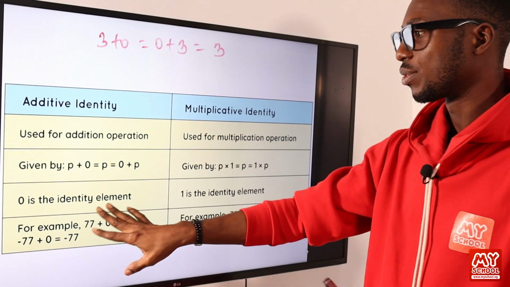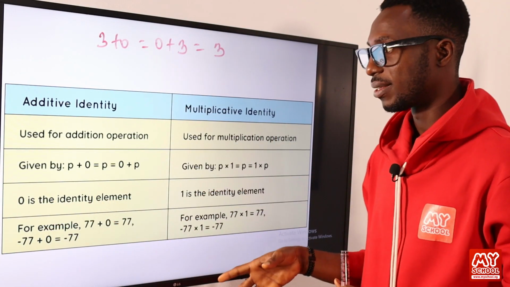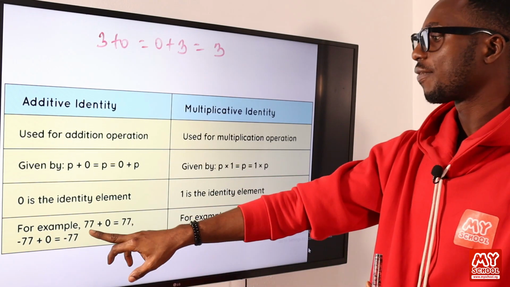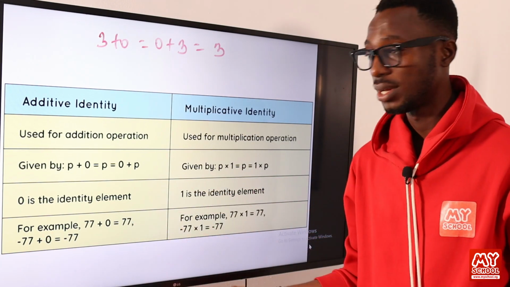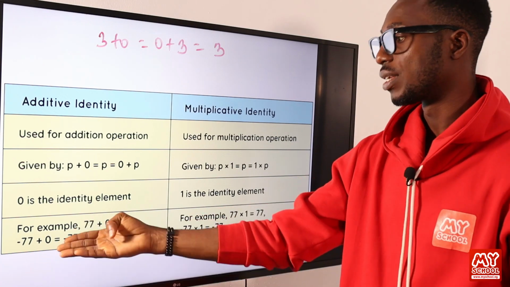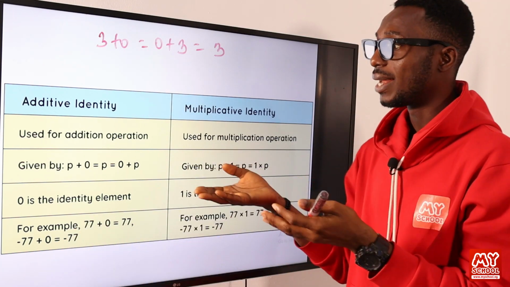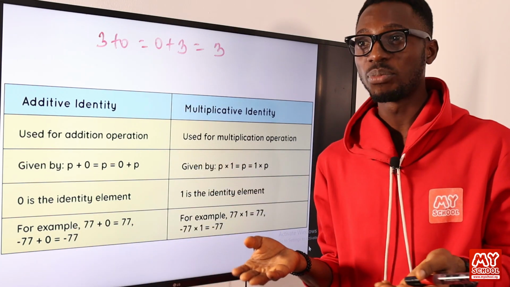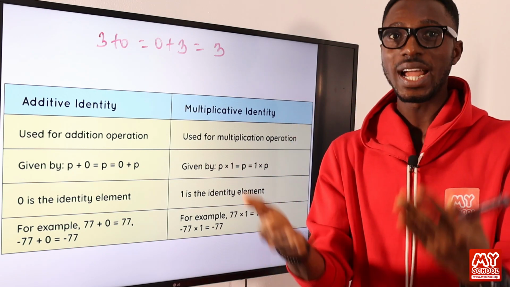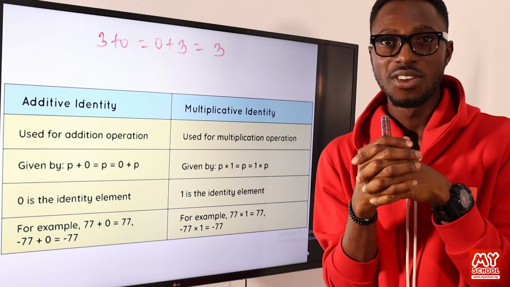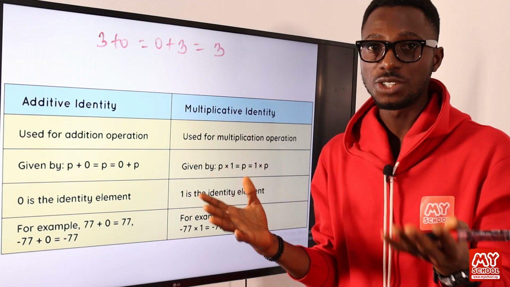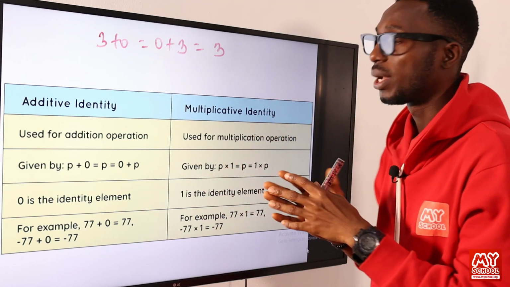So 0 is the identity element. For example, 77 plus 0 gives you 77, right? Minus 77 plus 0 still gives you minus 77. So the identity element is the element that produces the exact copy of the element you are combining with it. If it is addition, usually that should be 0. If it is multiplication, you're looking at 1.